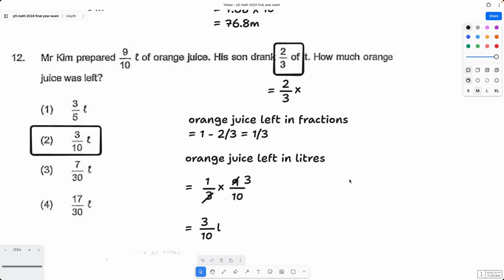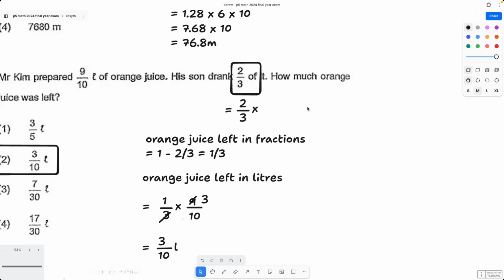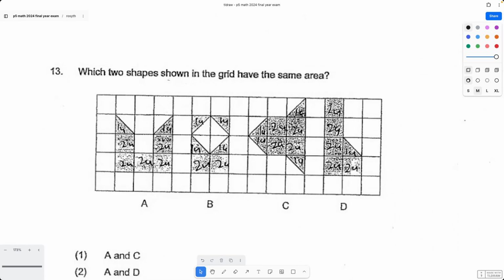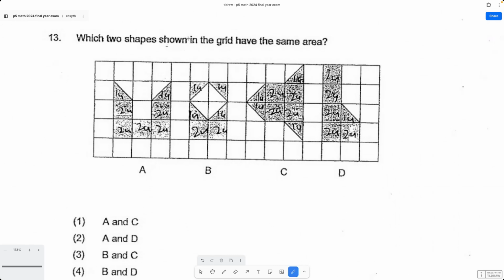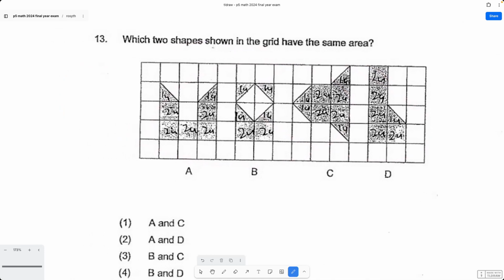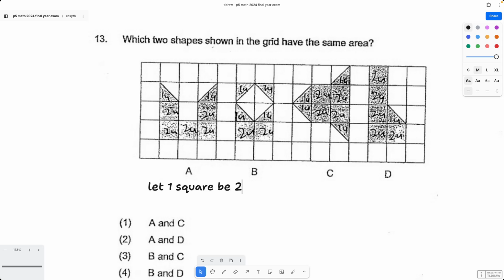Okay, so let's move on to the next question. Question number 13. Which two shapes shown in the grid have the same area? Okay, so there's a big clue over here. We can measure that half a square is 1 unit and 1 square is 2 units. So let 1 square be 2 units. Let one triangle be 1 unit. Okay, so makes sense, right?